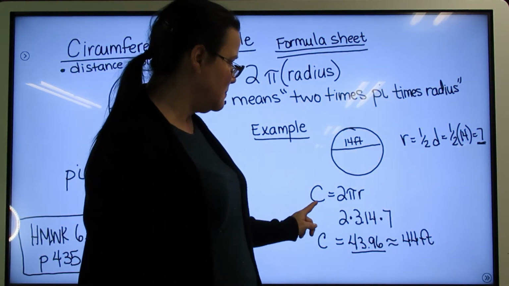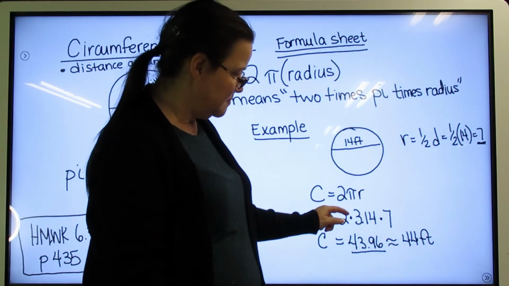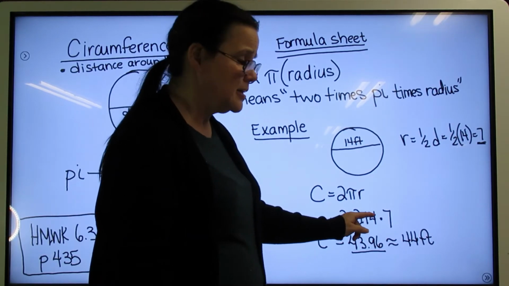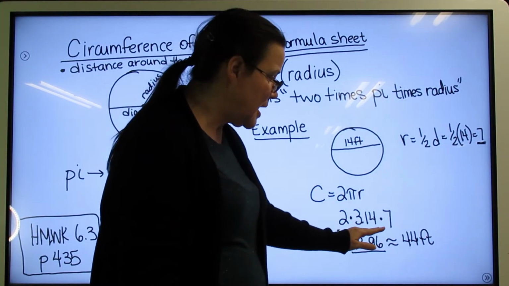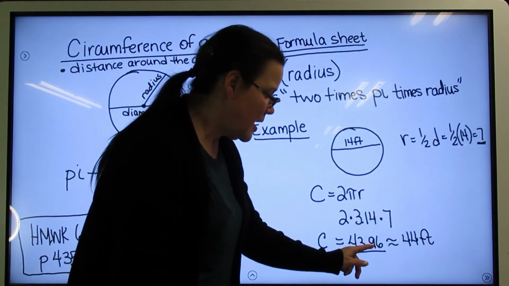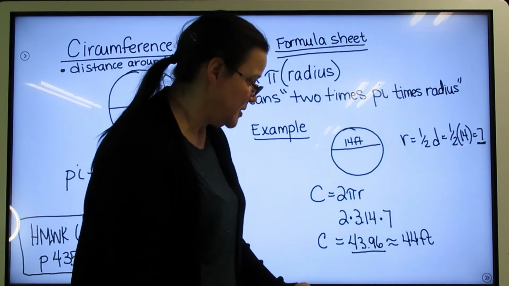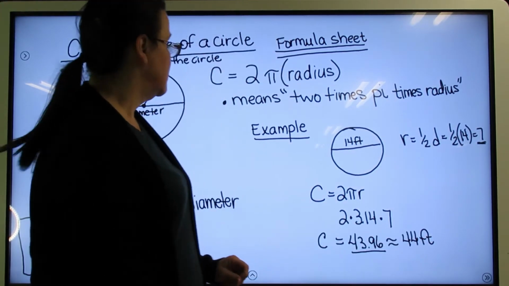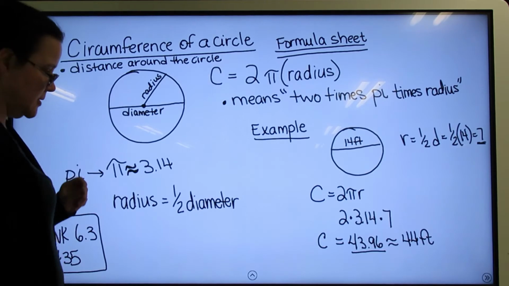So you set it up. C equals 2 pi r. That means 2 times 3.14 times 7. You multiply all those together, you would get 43.96. Or you could round it to 44 feet. And that would be for the circumference.